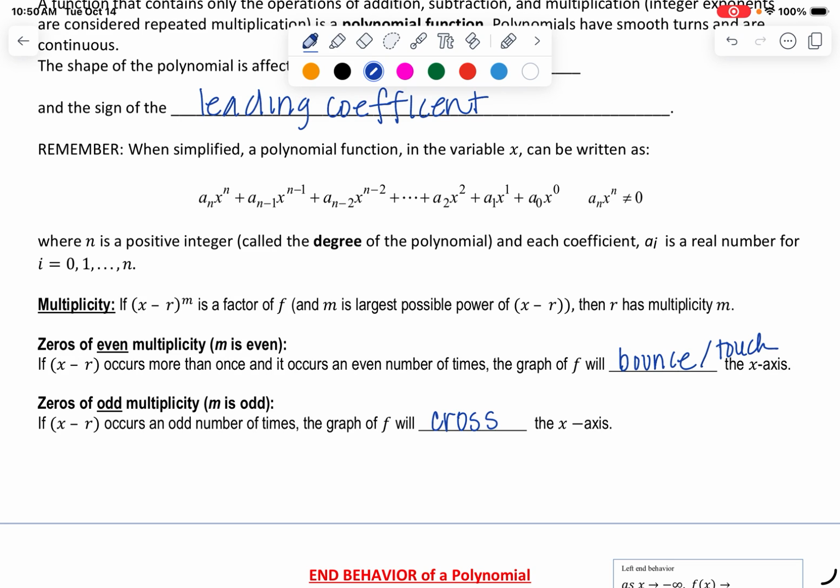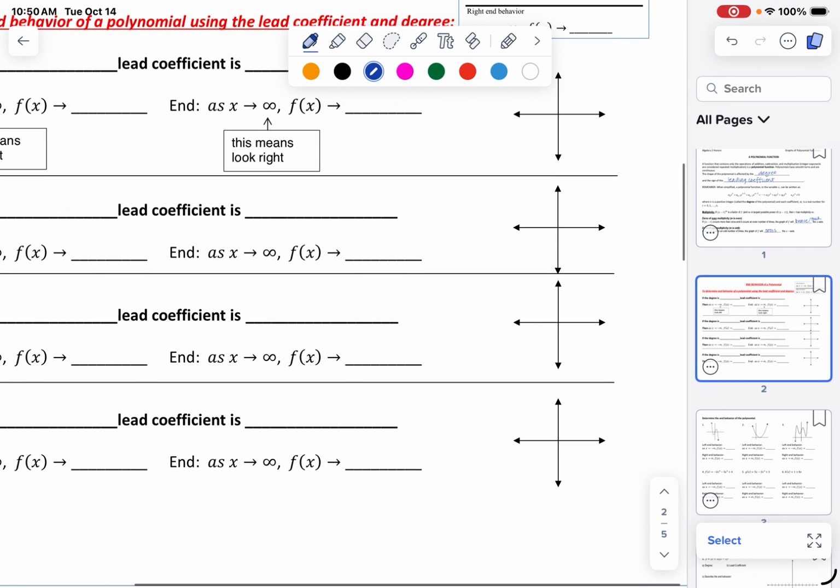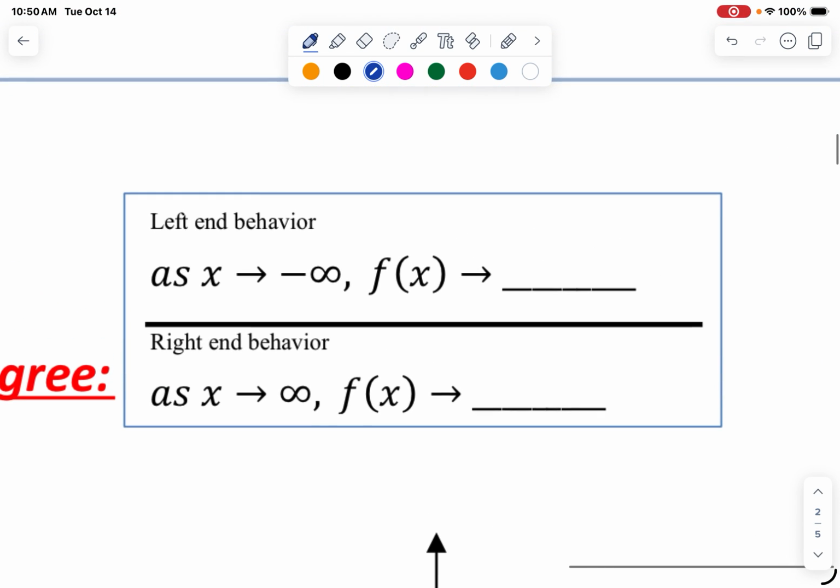So even, it's going to bounce off of it because it's keeping the sign. Remember, it's staying positive or staying negative. And if it's odd, it's going to cross through the x-axis. I already mentioned end behavior, so let's talk about end behavior here. When we're writing end behavior, it's going to look like this.